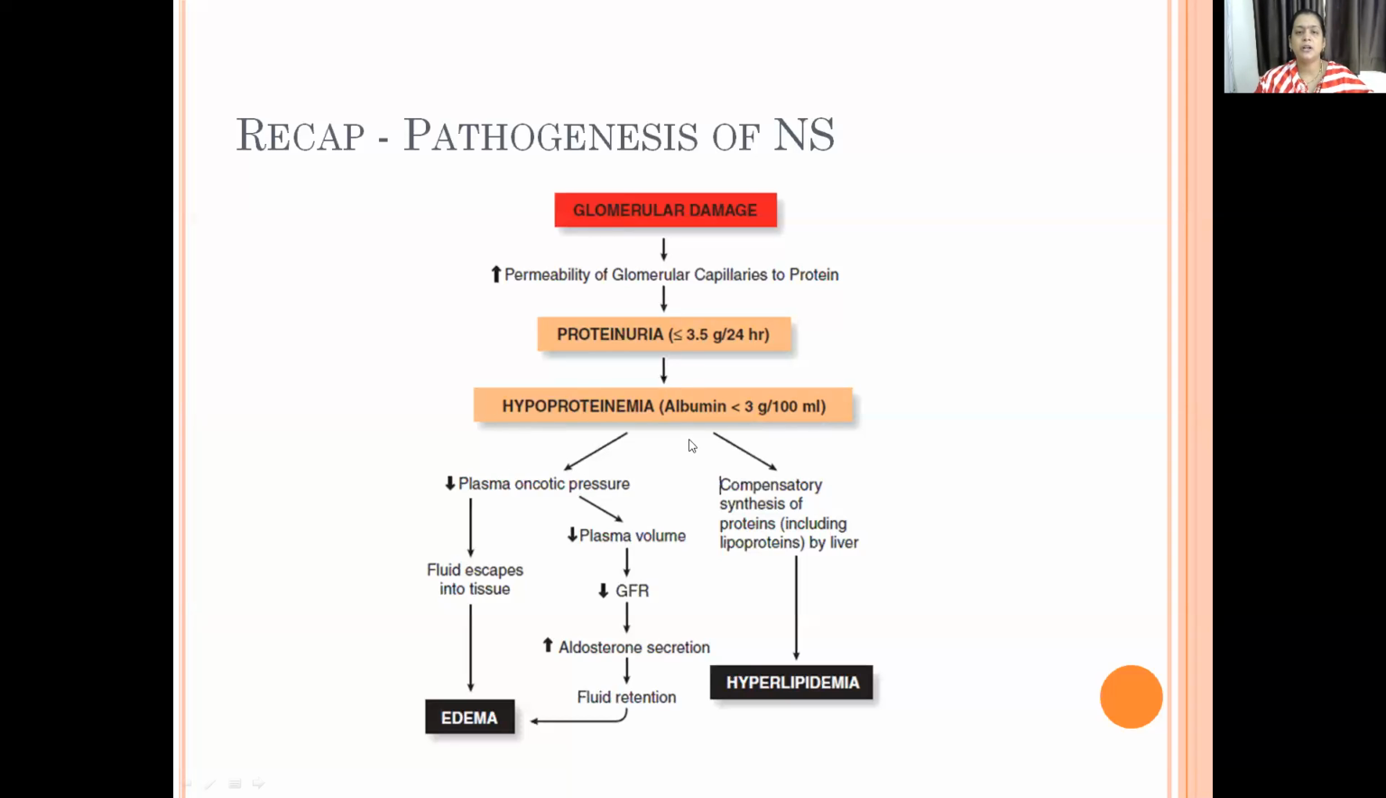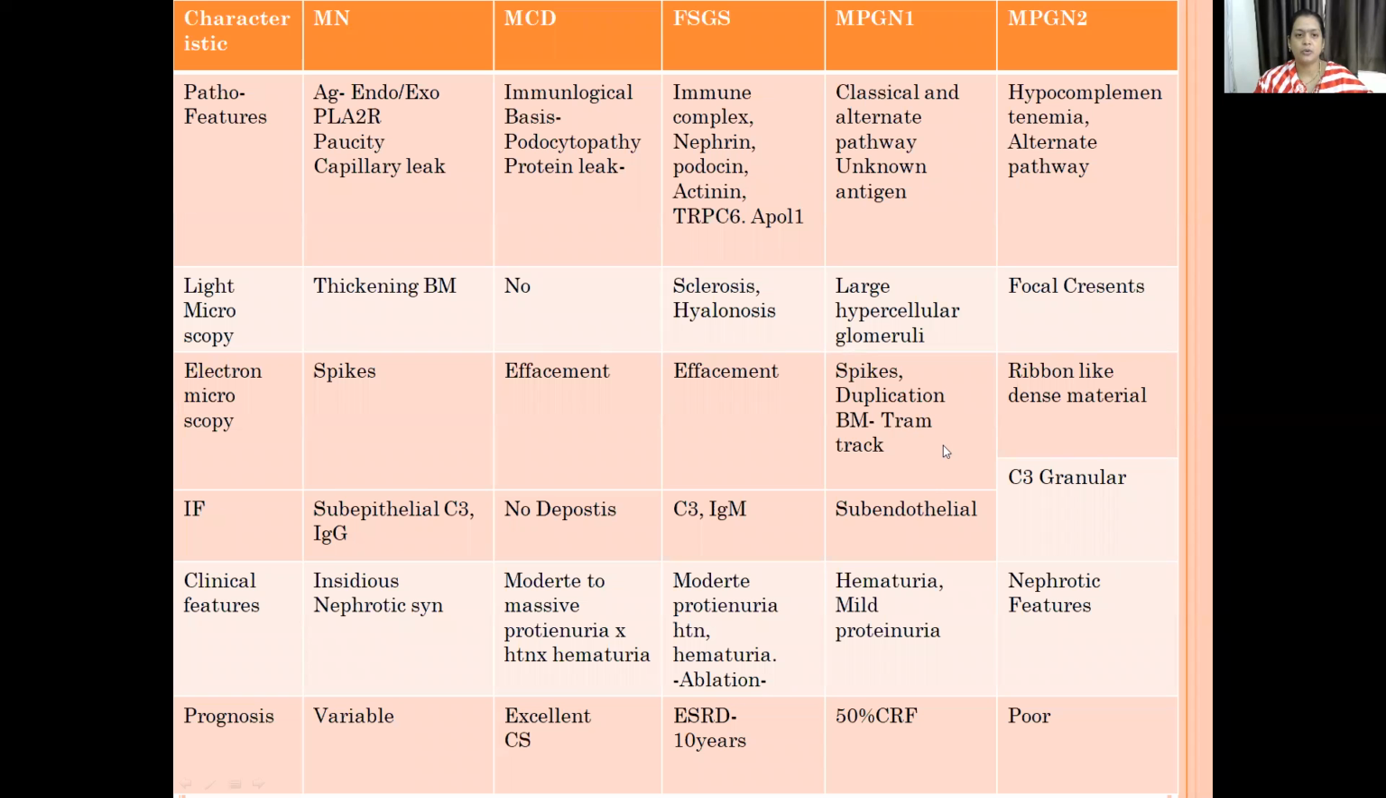So this hypoproteinemia will be compensated by a normal body mechanism wherein there is more production of proteins by the liver. So the liver tries to compensate for the protein loss in the urine. Because of that, the lipoproteins, which are also a part of the protein structure, will get deposited more and more. So these lipoproteins will get increased and there will be hyperlipidemia. So this is the pathogenesis which is causing the proteinuria and the severe edema and the hyperlipidemia in nephrotic syndrome.